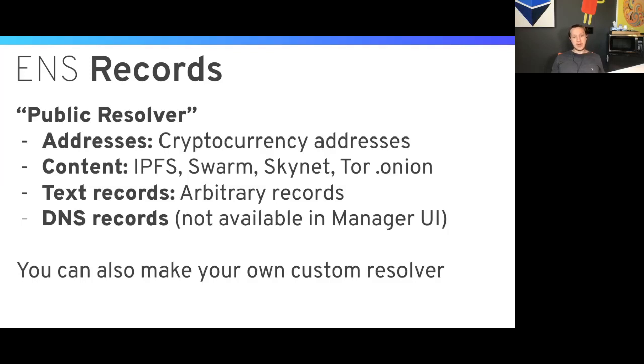We then have text records, which allow for any kind of arbitrary information. Text records actually have two parts. You have a text record key and then text record data. The key is something really short that can be anything you want, but it identifies what the data is, and then you have the data. So the key could be email, and then the data is your email address or something like this.